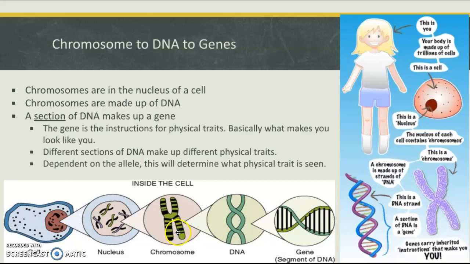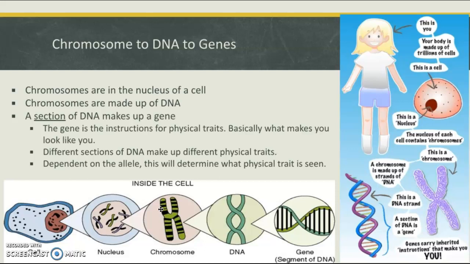For example, if you look at this chromosome, all these little black lines represent different sections of DNA, because chromosomes are made of DNA. You can think of it like this: maybe this top section up here represents your eye color. This one could be your hair color. This one could be your mouth shape. This one could be your skin color. And this one could be your height. So different sections on that chromosome make up different traits that we have and we see.